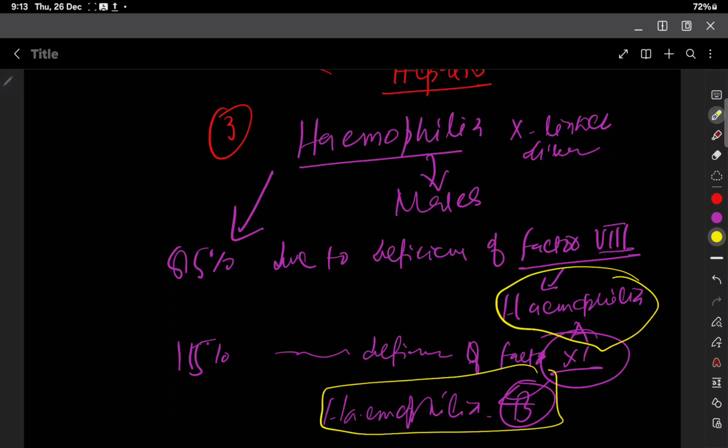Okay, so that was all about the process of coagulation, fibrinolysis, the clotting factors, and the conditions which can cause excessive bleeding in our body.